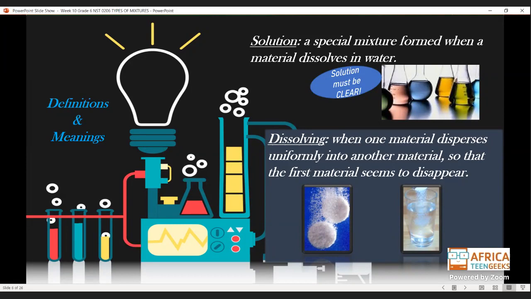Okay, so solution, you're on solution. I'm going to read it out to you until we can resolve this issue. A solution is a special mixture formed when a material dissolves in water. So it's a special mixture formed when a material dissolves in water. What's your idea?